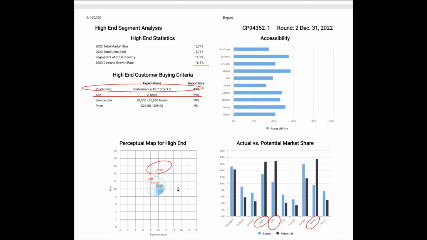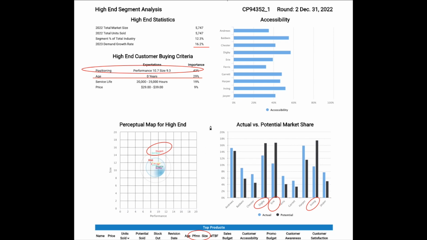Okay, now high end. For high end customers, just think about that group of the segment. The customers only want something high end, technology focused, and they want to change very fast, right? Those are that group of customers, and then you can see the positioning. It needs to be between 10.7 and 9.3, and at the same time age is 0 years, because they constantly want good products to come out and change to the new things.